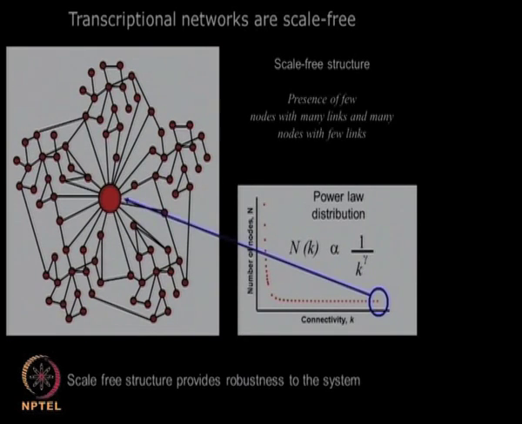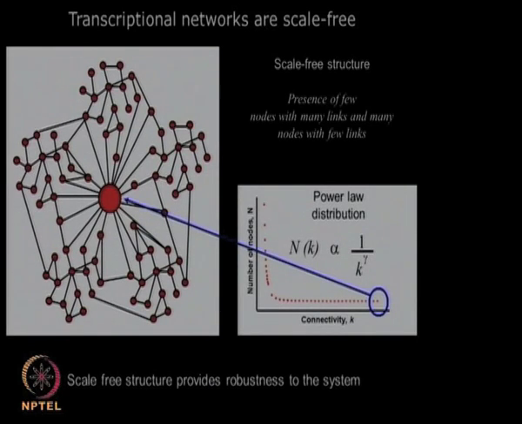Or more mathematically, if you plot the connectivity of a node versus the number of nodes with a given connectivity, you should see a power law distribution. Or otherwise, if you plot the log-log plot of the connectivity versus the number of nodes with a given connectivity, you should see a negative slope of gamma, as shown in this figure, where gamma lies between 2 to 3. That is when you can call the structure to be scale-free and the distribution to be a power law distribution.